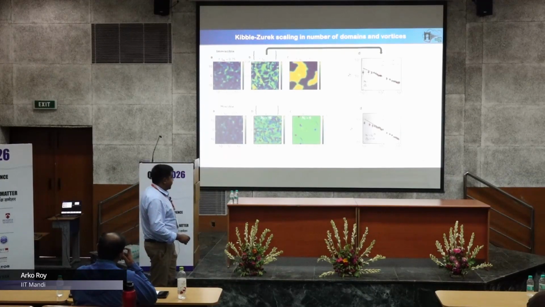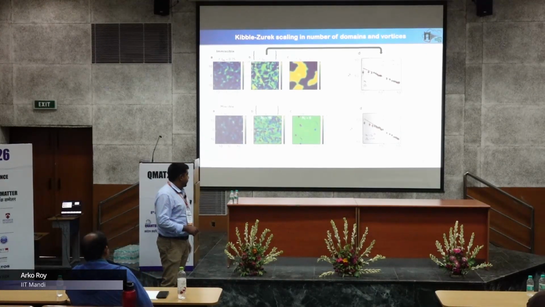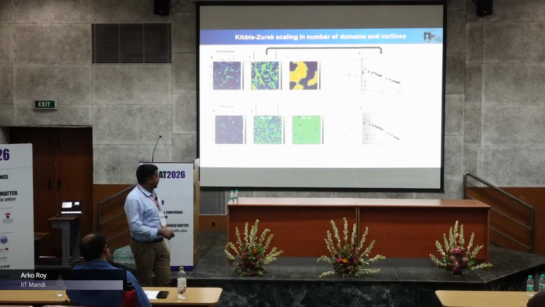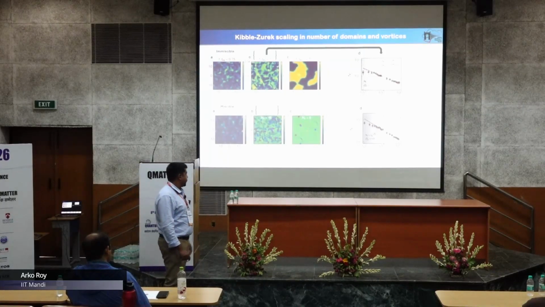We now look at the number of vortices in the miscible case, and the number of vortices varies with tau_Q. The slower you quench, the fewer vortices you get. The faster you quench, the larger the number of vortices you get. And for very fast quench regimes, you get a deviation from the Kibble-Zurek scaling laws.